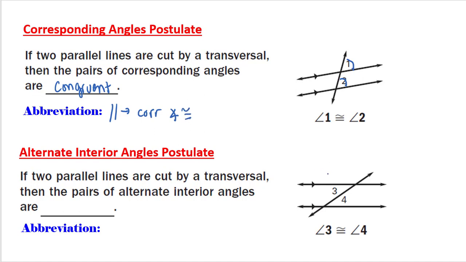Alternate interior angles. If two parallel lines are cut by a transversal, then the alternate interior angles are also congruent. And our abbreviation there is parallel lines gives us, that little arrow in geometry means gives us or implies, like this is the hypothesis, this is the conclusion of an if-then statement. Alternate interior congruent. So it should have a little angle in there.